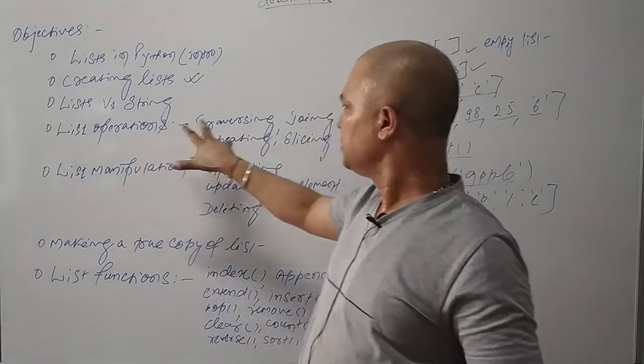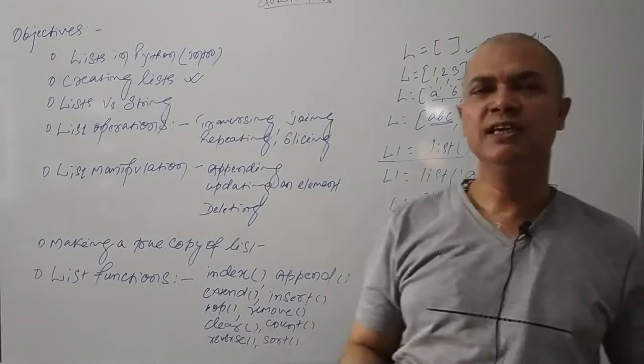Now list operations. First is traversing.